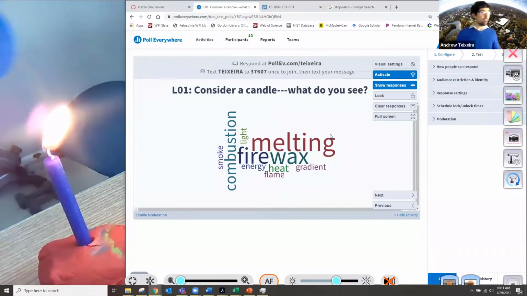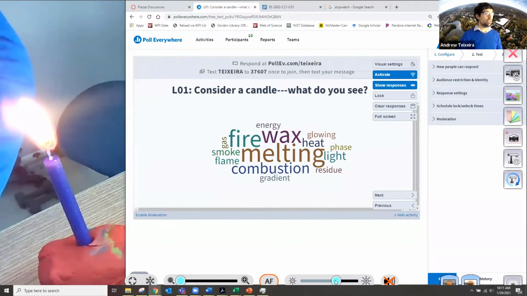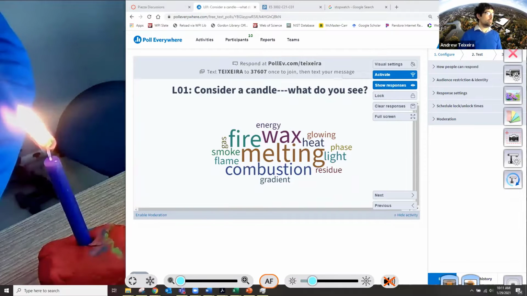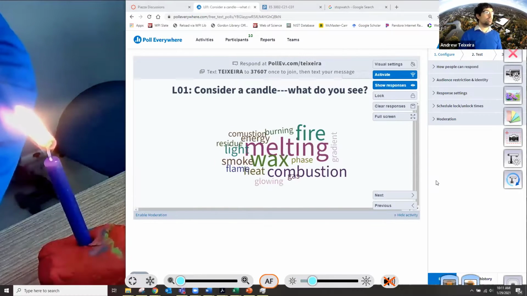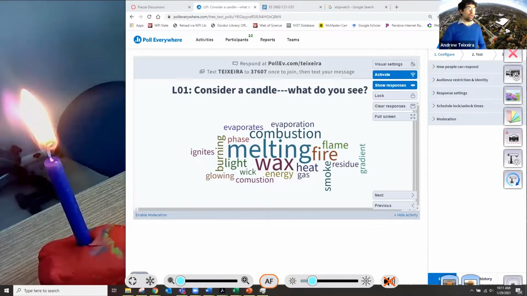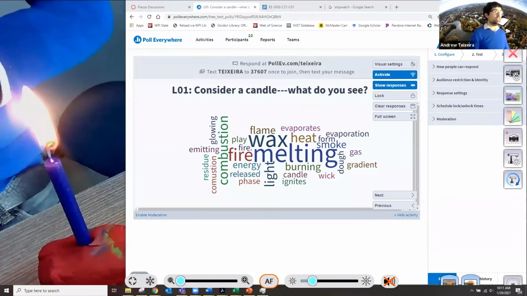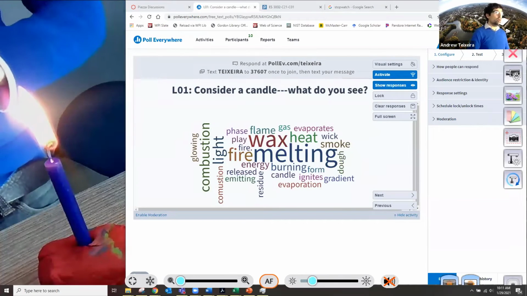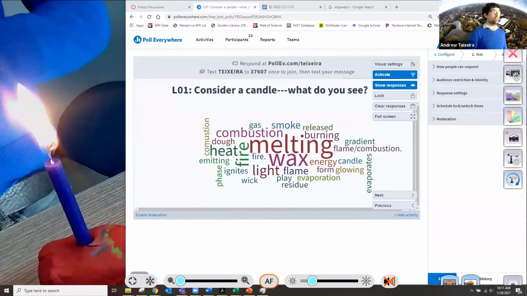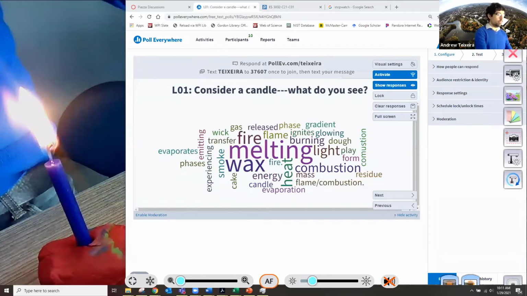So I see melting, fire, combustion, heat, smoke. Yes, I see all of those things. What else do we see? Energy, light, yeah, gradients, evaporation. Ooh, that's a fun one. A wick, that's a critical component here. A lot of fire, emitting, presumably emitting light or emitting heat.